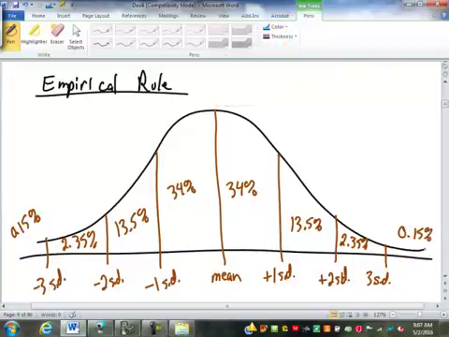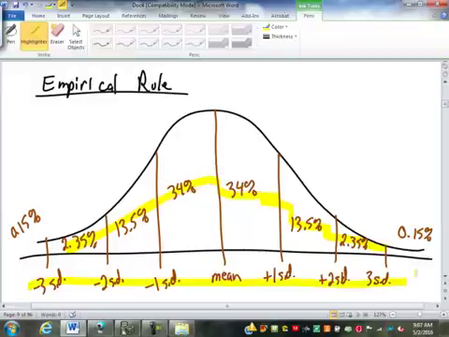0.15%, that's like 15 out of 10,000. So very unlikely. So if you have a good set of data, it's very, very unlikely that anything will be more than 3 standard deviations away from the mean. These percents always stay the same. These numbers down here, of course, can change depending on your mean and standard deviation.